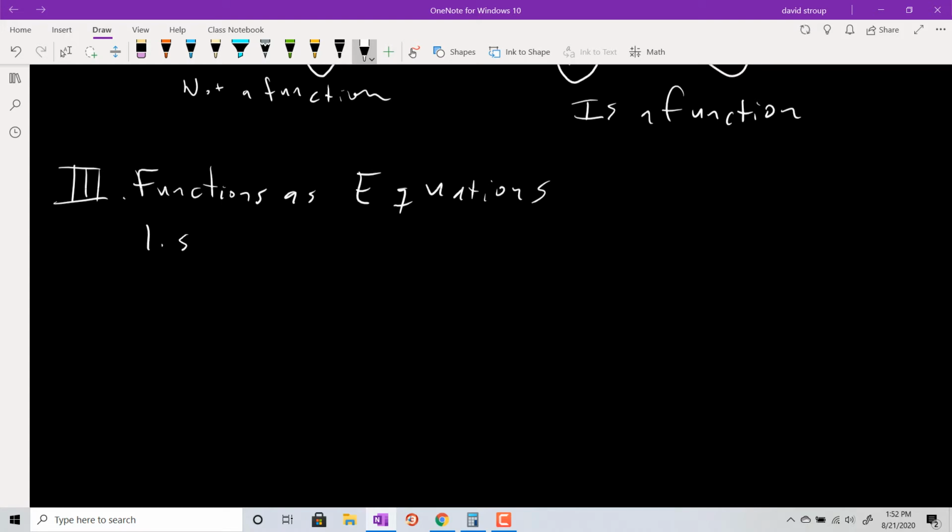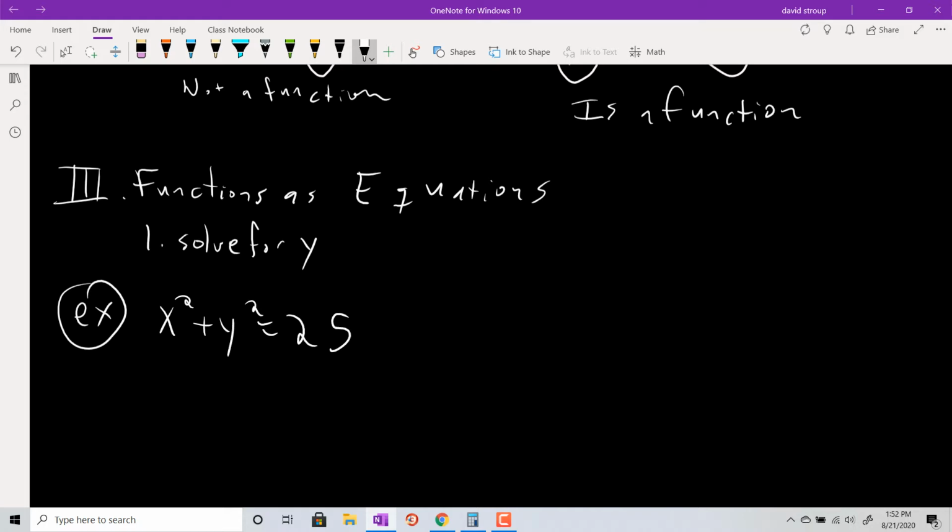Usually you can tell whether a function is an equation by solving for y, as long as you don't end up with a plus or minus issue. What do I mean by that? Let's look at this example: x squared plus y squared equals 25. This is actually the equation of a circle.